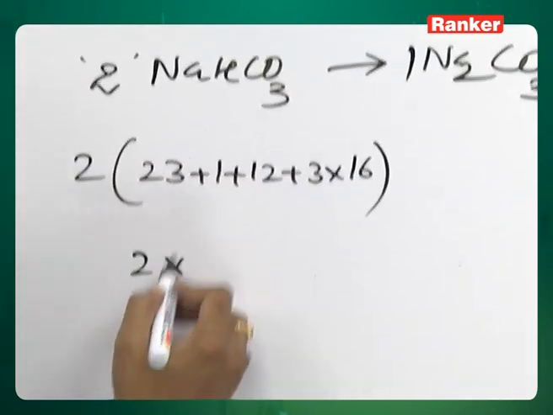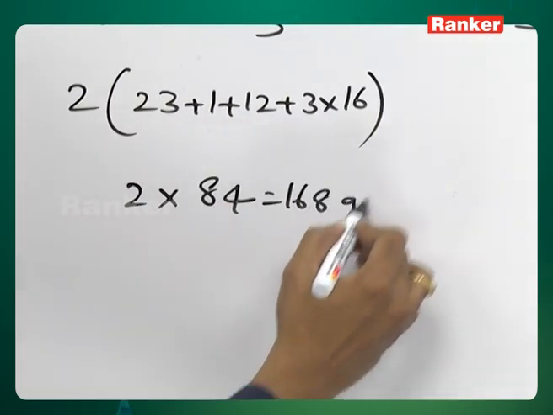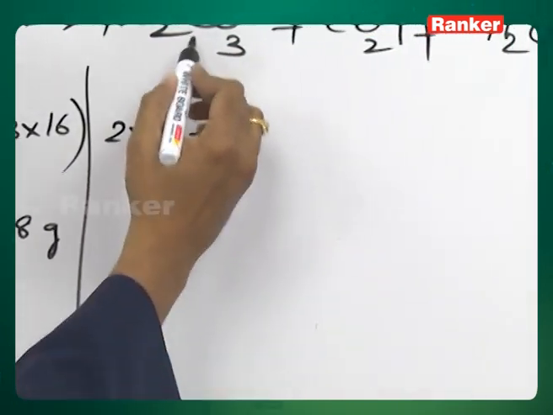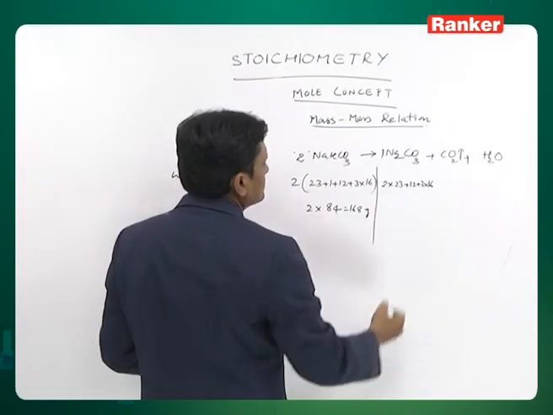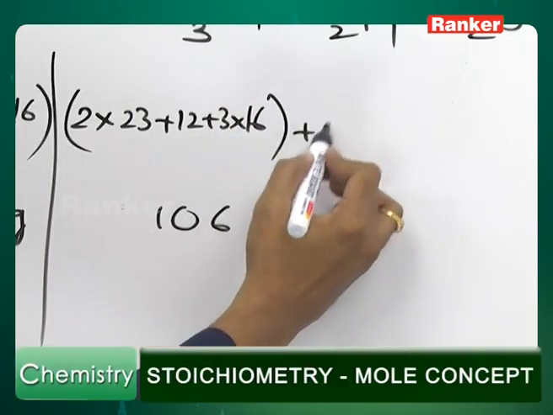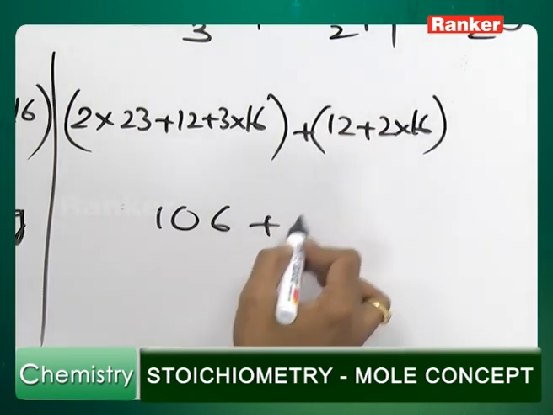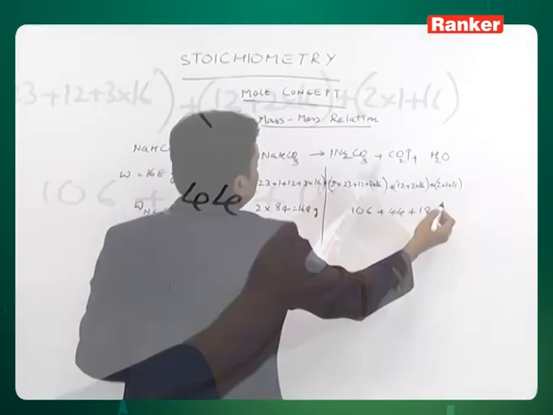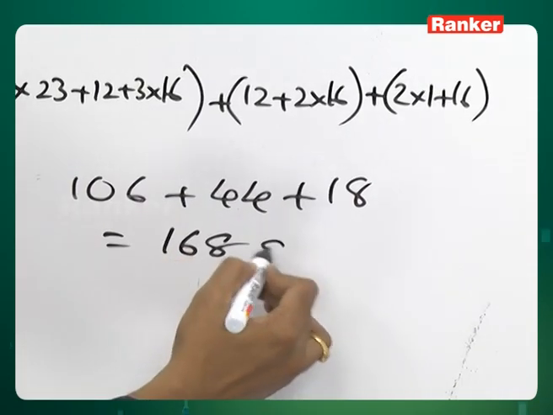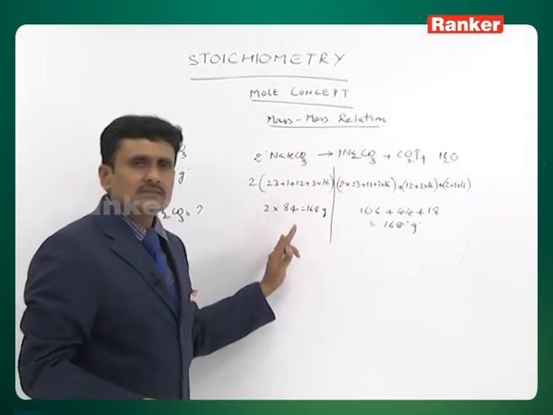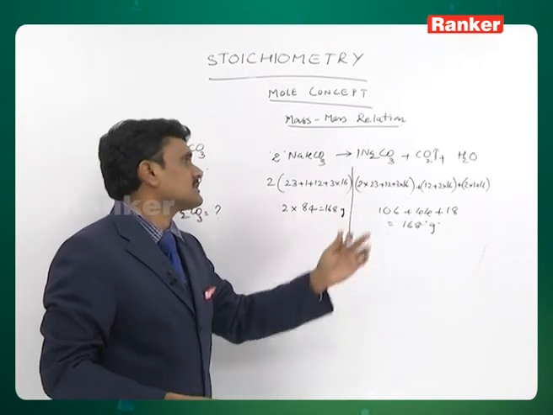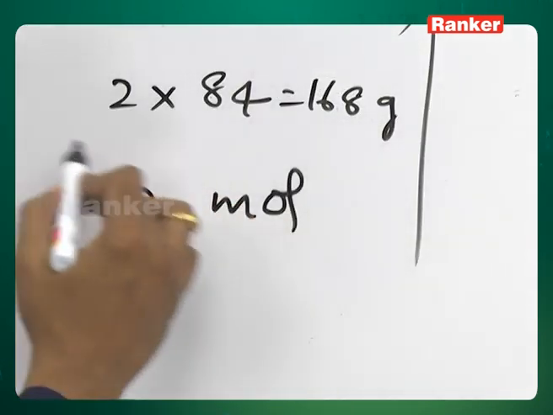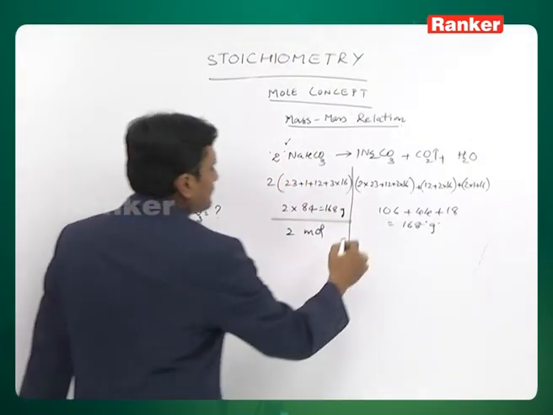When you multiply, you will see 2 into 84, that is 168 grams on the left side. On the right side, 2 into sodium 23, carbon 12, 3 into oxygen 16, gives 106, plus 12 plus 2 into 16, that is 44, plus H2O, 2 into 1 plus 16, that is 18, again put together 168 grams. So by balancing this, we are making sure that the mass conservation principle is being followed.